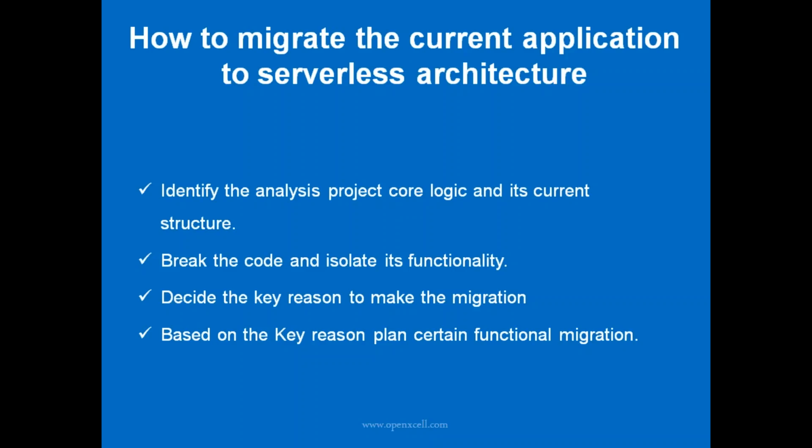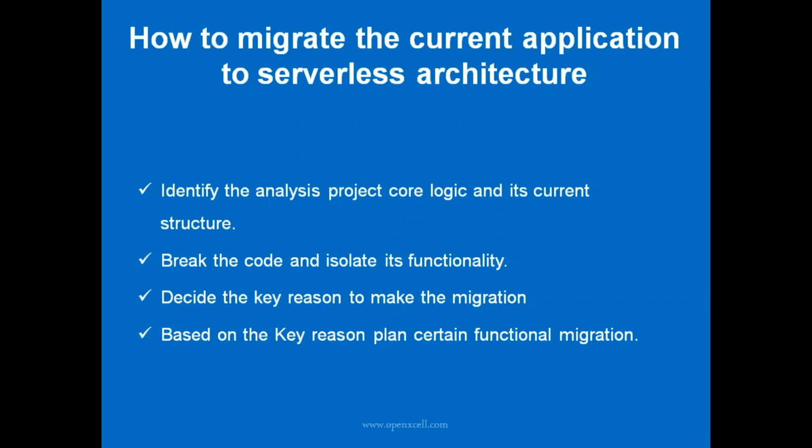Based on the key reason, plan certain functional migration. A hybrid structure can also be used once the key reason is identified. Example: there is a social networking application and it has a feature to upload multiple images and videos. If this part of the code is taking load and is slow, this feature can be redeveloped using serverless architecture. And this will help you to make the application faster.